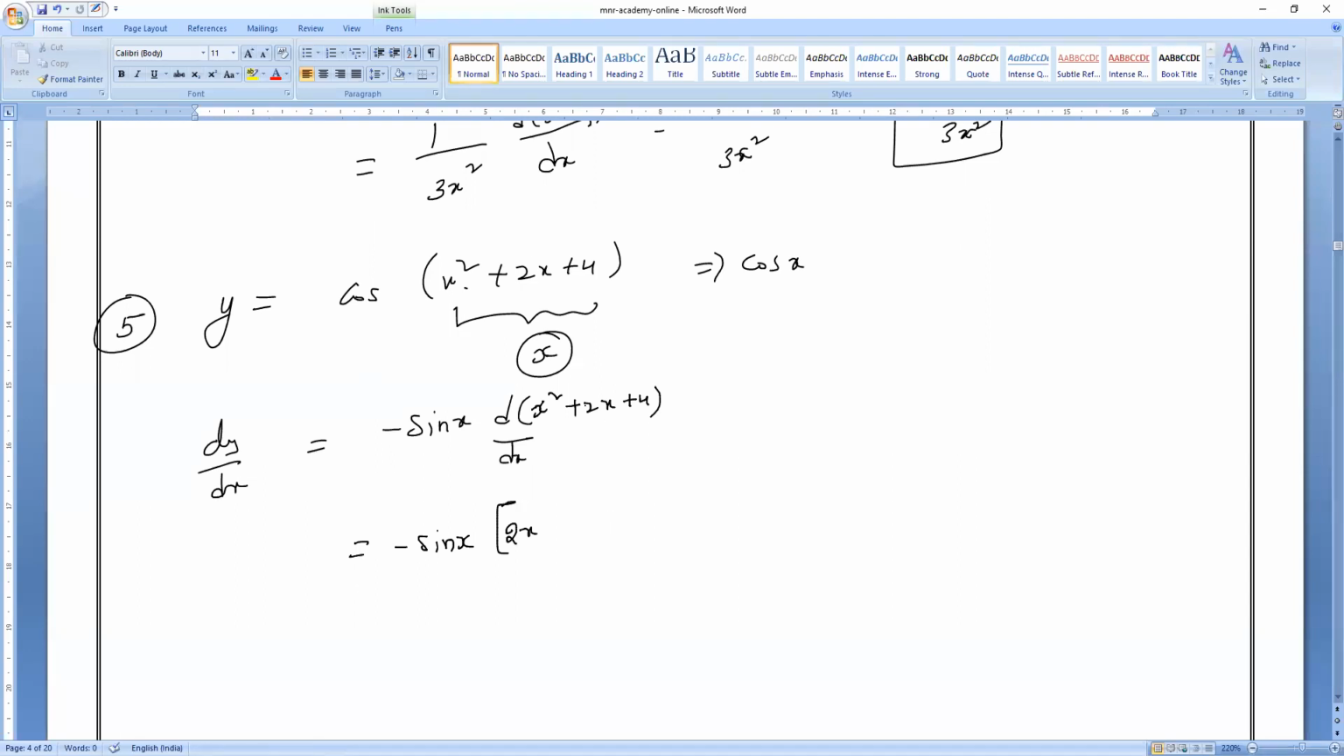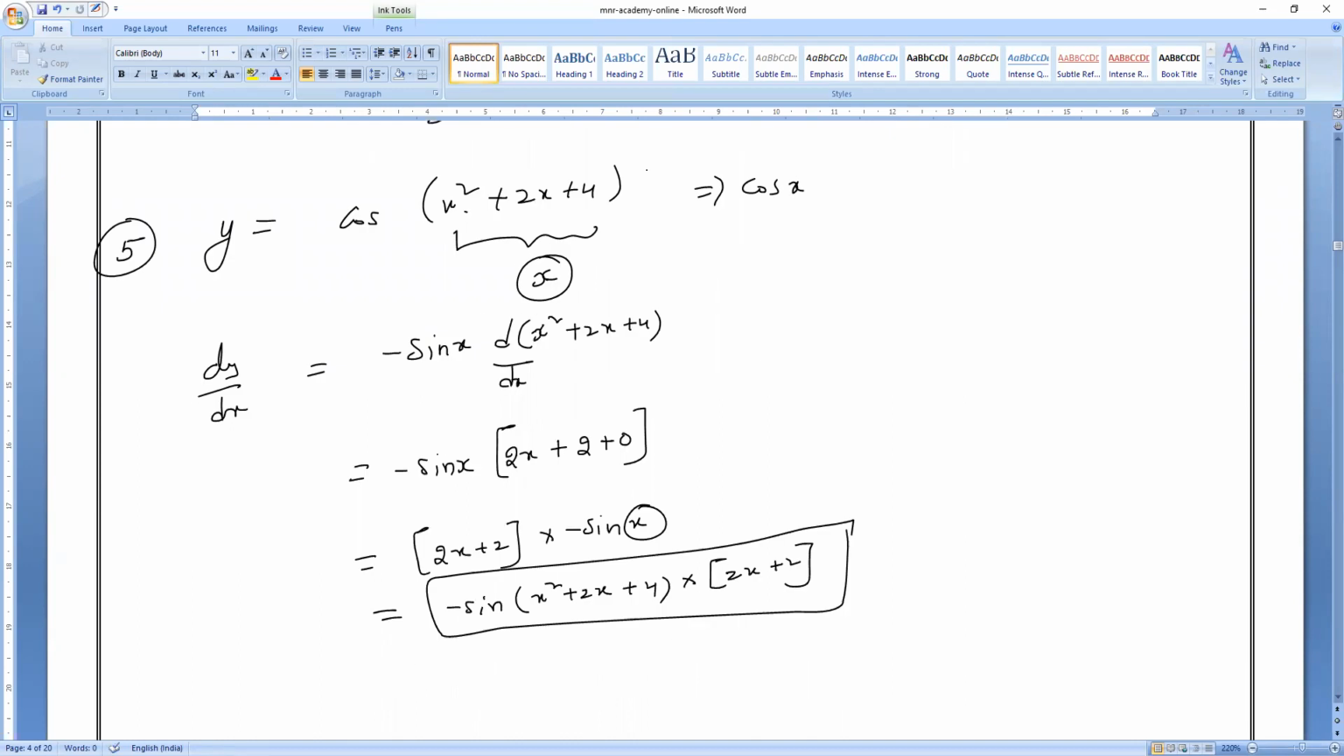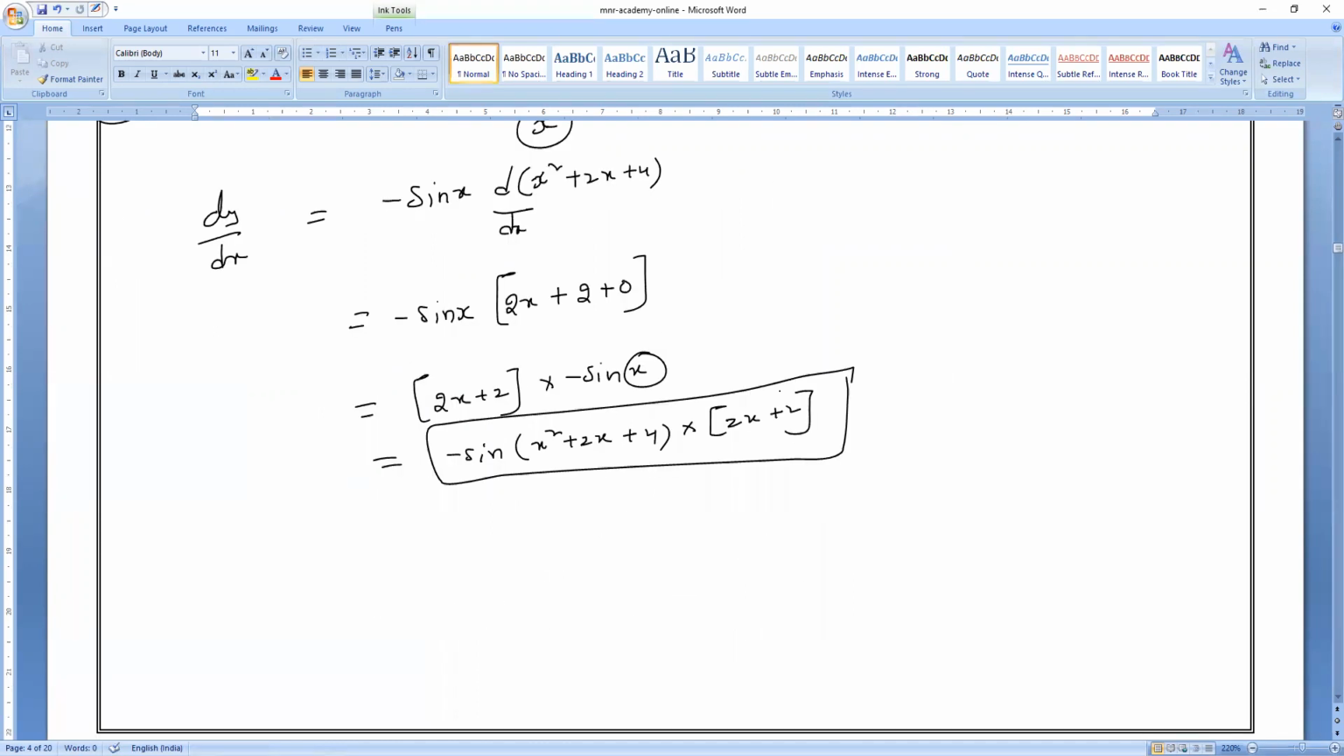Next, 2x plus 2. The differentiation of 2x means 2. The differentiation of 4 is 0. So it equals 2x plus 2, into minus sine x. We all know x equals what? Minus sine of x square plus 2x plus 4, into 2x plus 2. Everything clear, Pradosh? Understood? Yeah, that's all. Next.